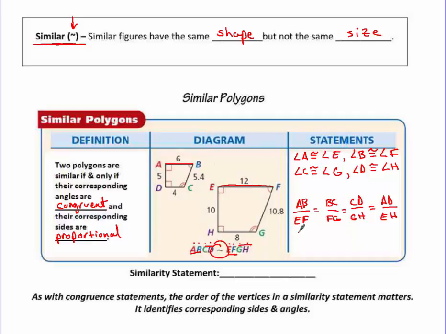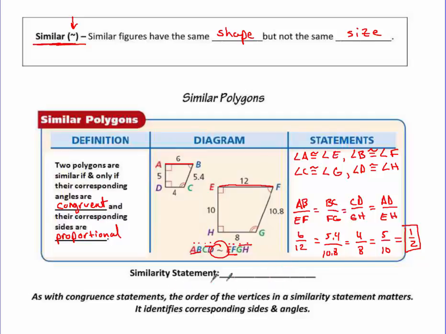And you see how that's 6 over 12? Well, then if these two polygons are similar, all the sides have to be proportional. So BC is 5.4 over FG, which is 10.8. And you can probably pretty easily see that both of those are equal to a half. And so then CD is 4 over GH is 8. And AD is 5 over EH, which is 10. And all of that equals 1/2. So they're proportional.